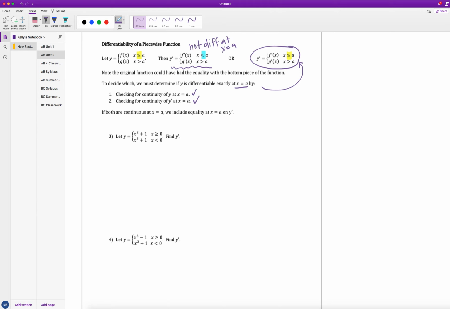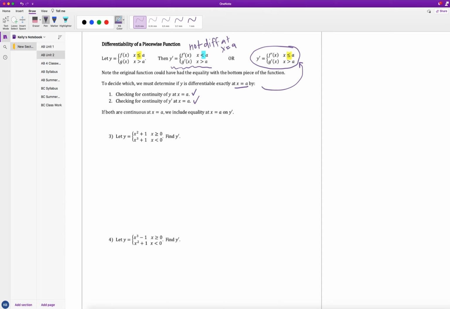So let's look at our first example here. We have let y equal this piecewise function where it's x squared plus 1 if x is greater than or equal to 0, and x cubed plus 1 if x is less than 0. Now we know each of these functions are differentiable since they are both polynomials, which are smooth curves.